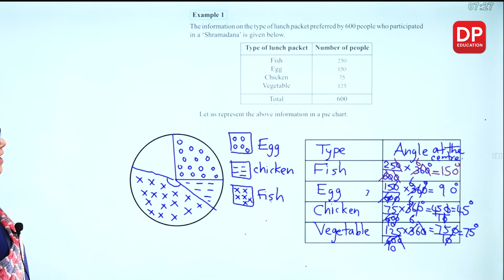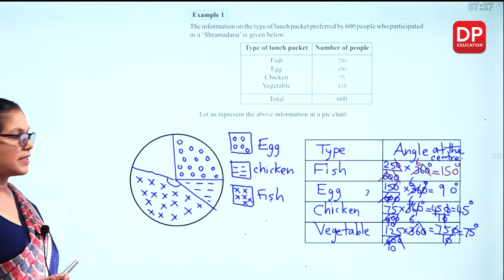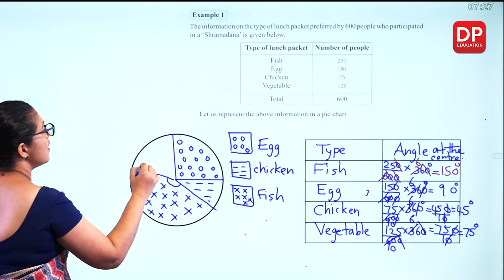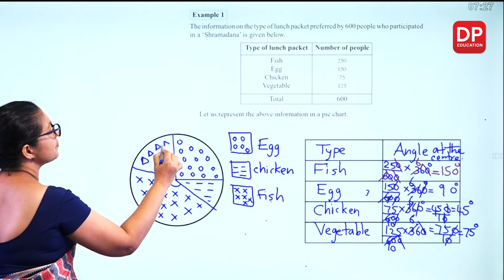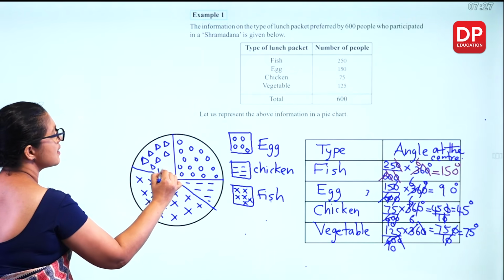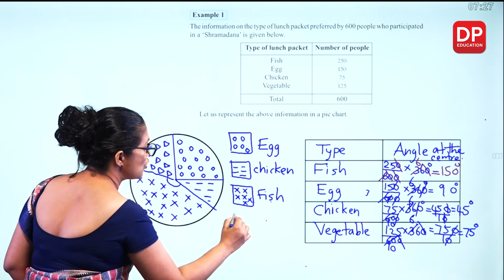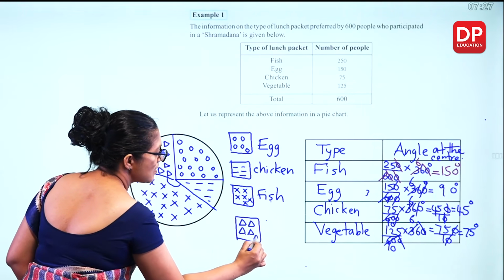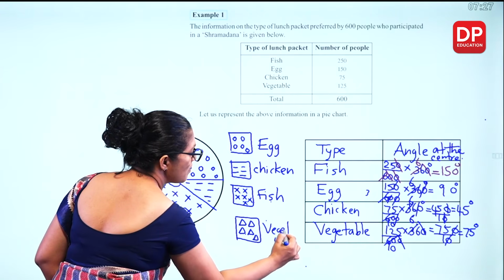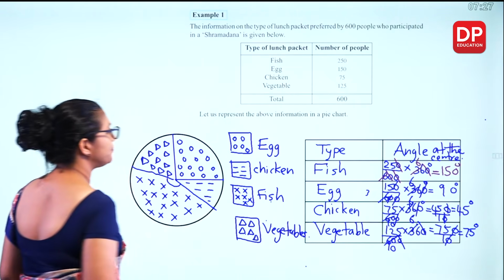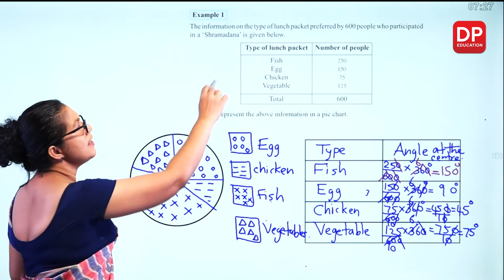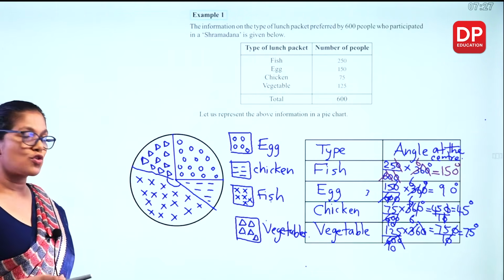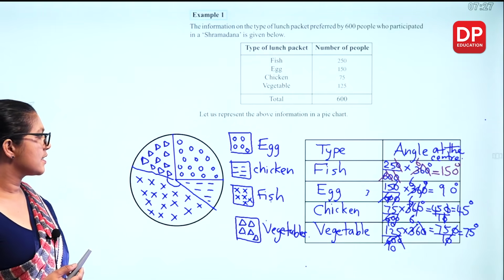That's fish. The rest is vegetables. So here this is 75 degrees. I can use another symbol representing vegetables. So here I can use this symbol to represent vegetables. So here this is a table given and we can represent this visually using a pie chart.